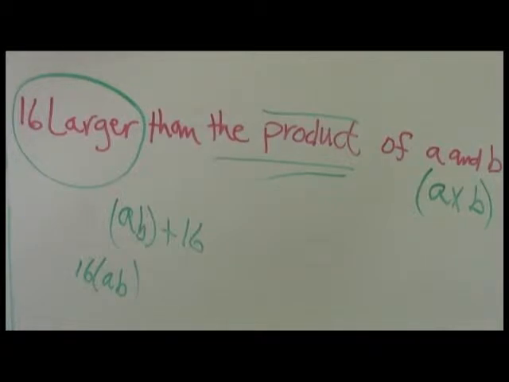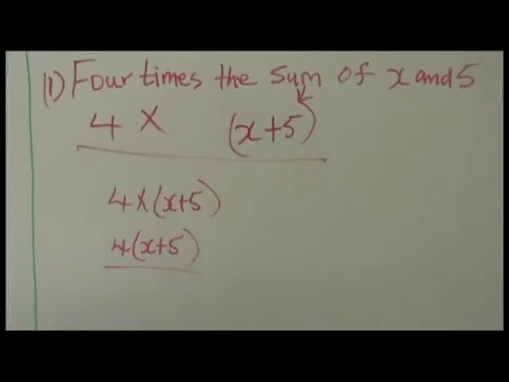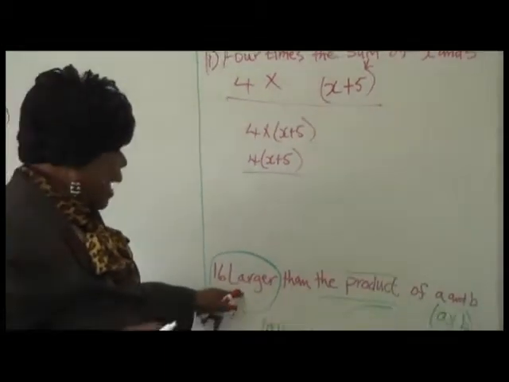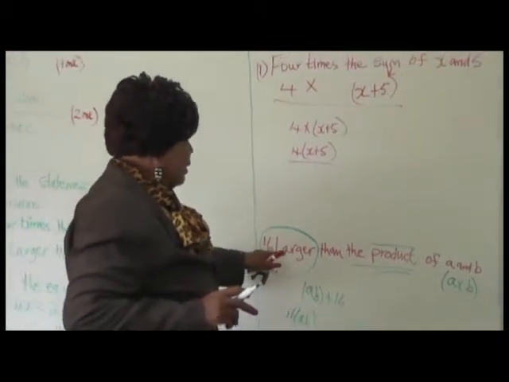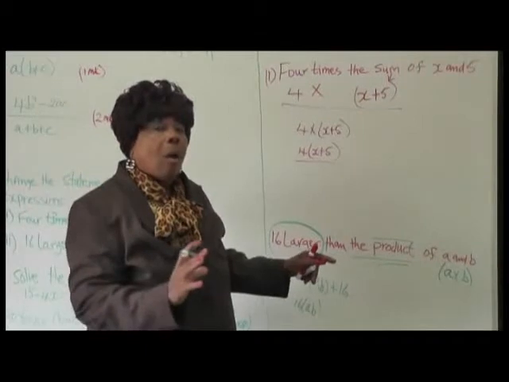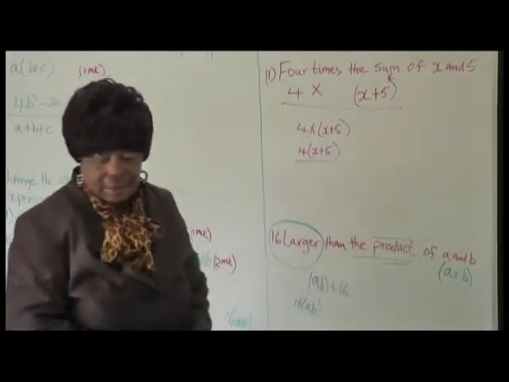That's why we have to look at the examination paper and see the language that they are using. All right? So we make certain that we tell them that distinction, that "16 larger" means that we have 16 more. So we would be adding. And that is what we're dealing with here.